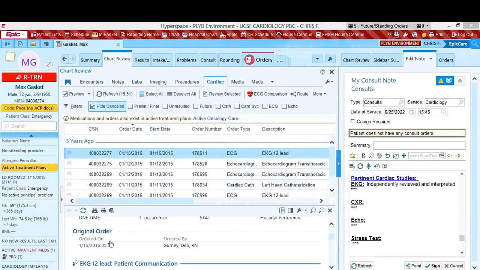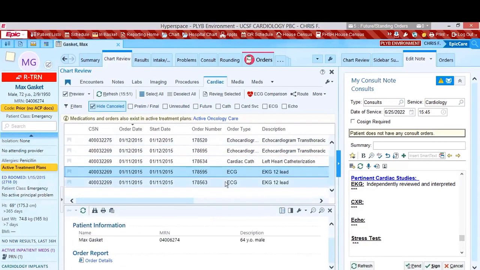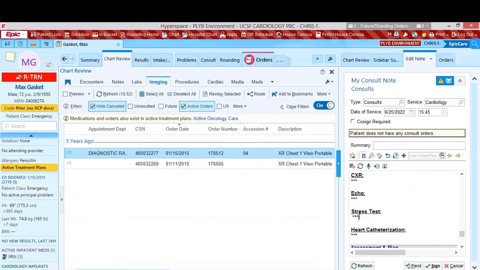So I don't see any EKG that I can pull off here. Let's see anything here now. So I can't find the EKG, but for X-ray, for example, the nice thing is they are already telling you pertinent cardiac studies. So they want you to put in the EKG here. They want you to put the X-ray. They want you to put the echo, the stress test if available, and then the heart cath.